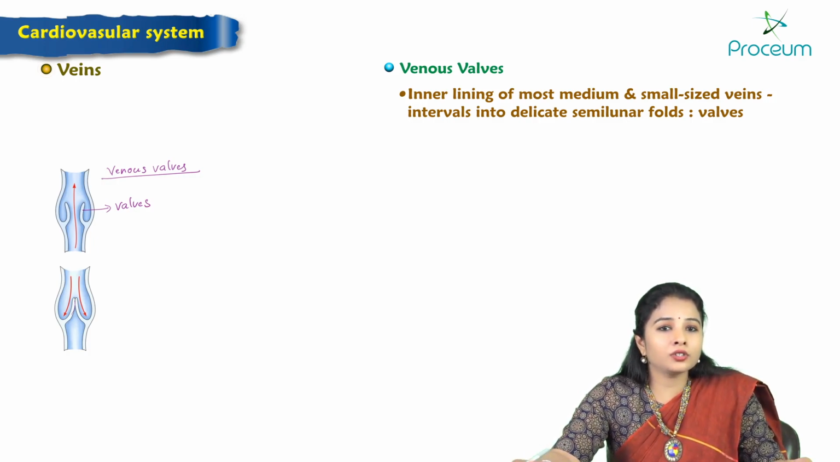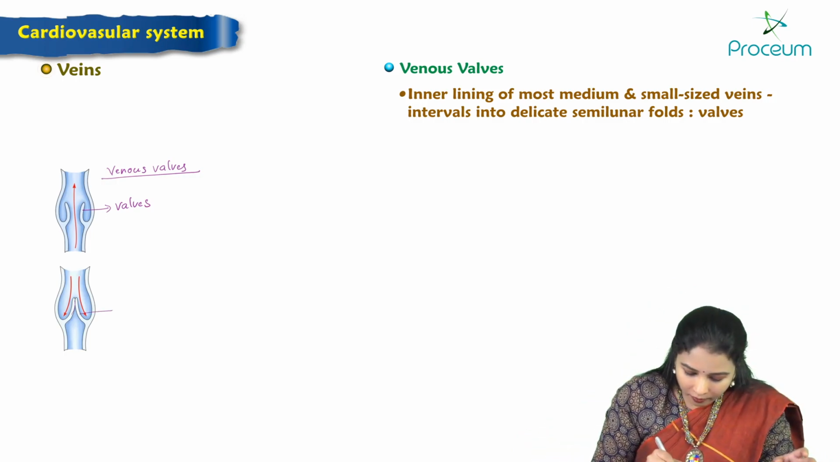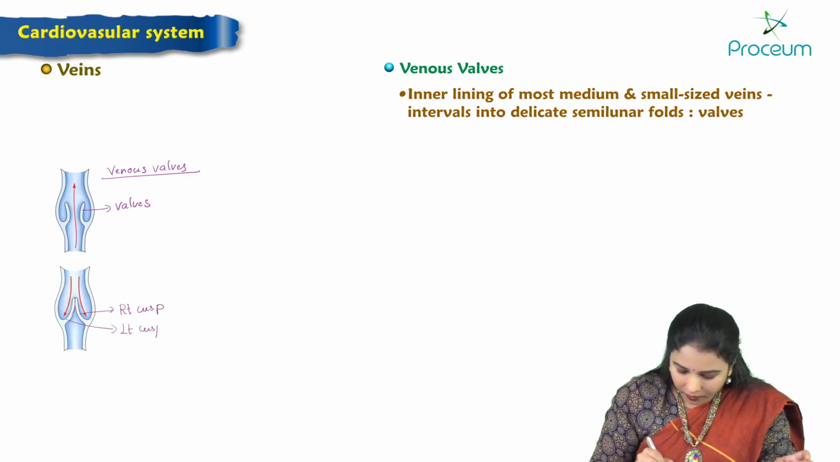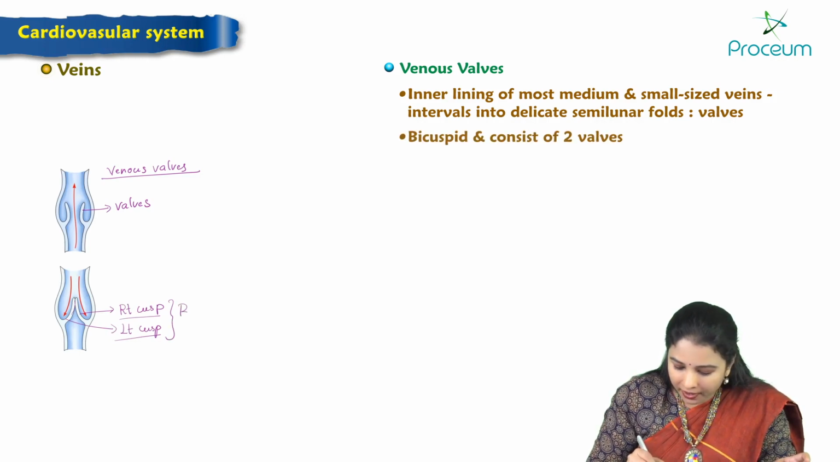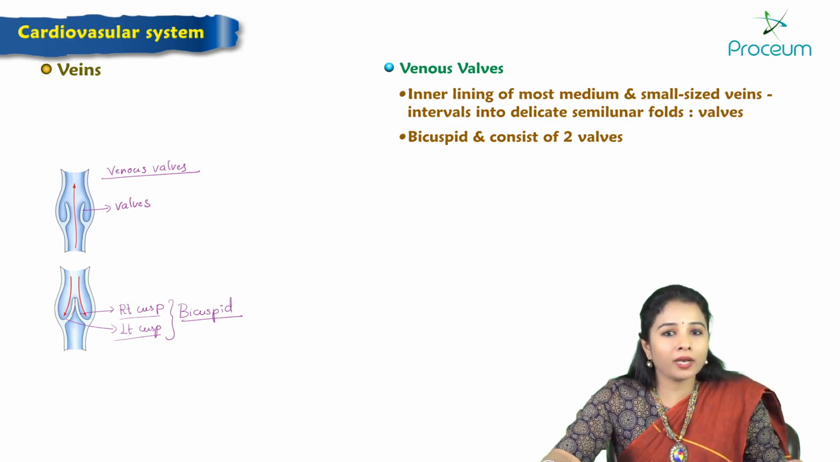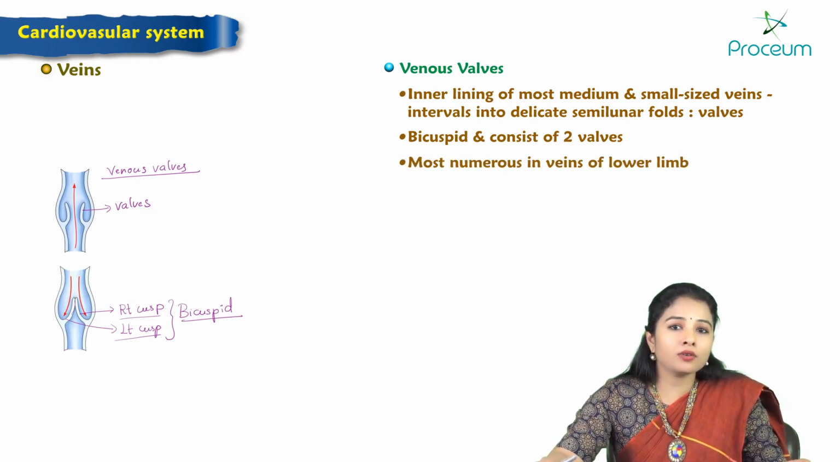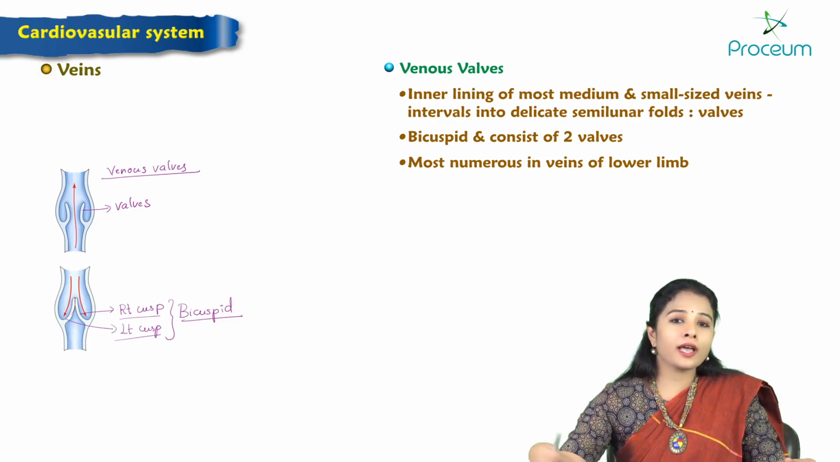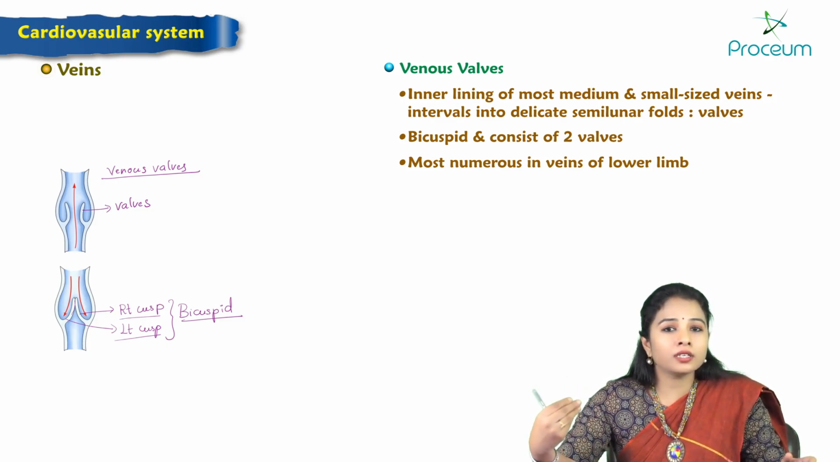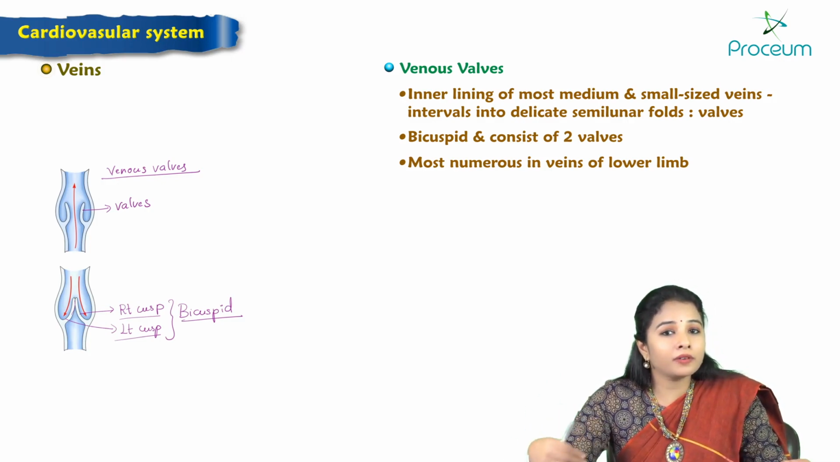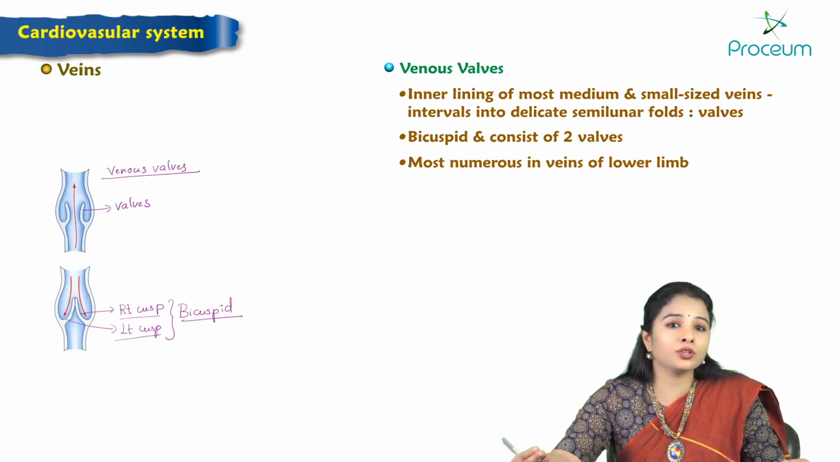And venous valves usually have two cusps. You can see one right and one left. So they are bicuspid. Venous valves are bicuspid and consist of two valves, and the valves are most numerous in the veins of the lower limbs, especially because they have to do the venous return against gravity. So the venous return in the lower limb is against gravity and the valves prevent regurgitation of the blood back into the lower limbs. So it provides unidirectional blood flow.